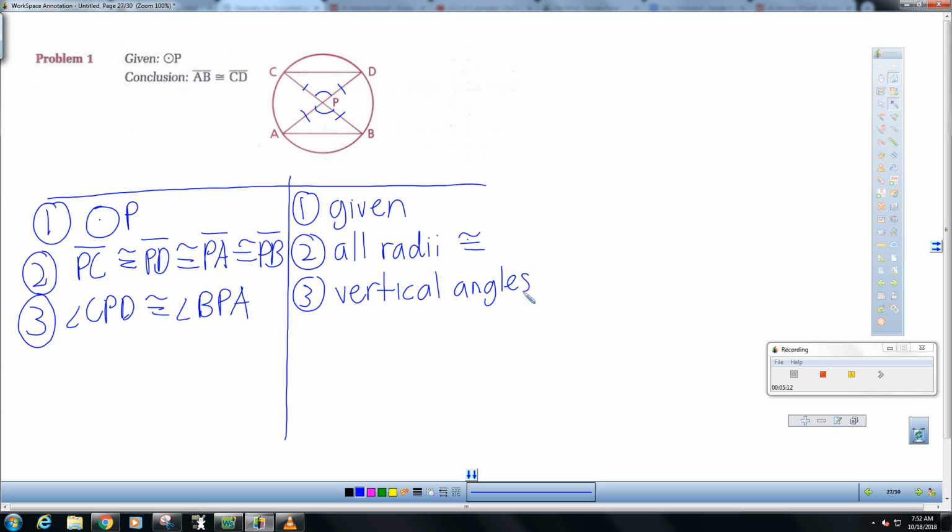So now we see from a picture we have a side, an included angle, and our other side in both triangles. So I can say the triangles are congruent. So if we're listing those in the right order, we're going to have triangle CPD is congruent to triangle BPA. And like we said, those are congruent as side angle side.